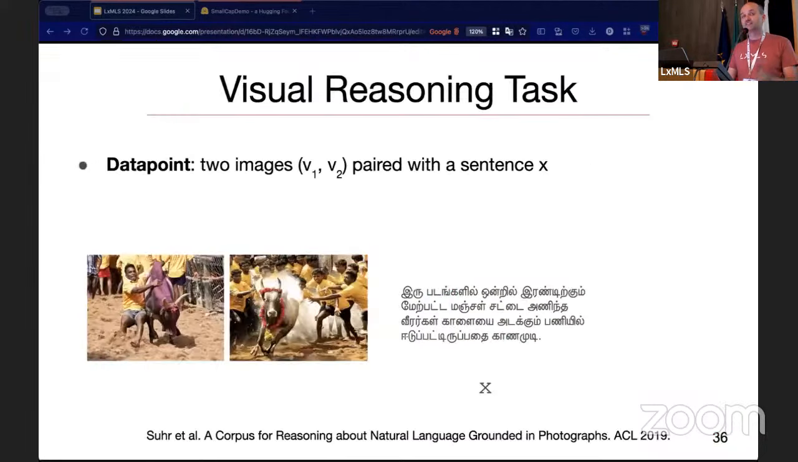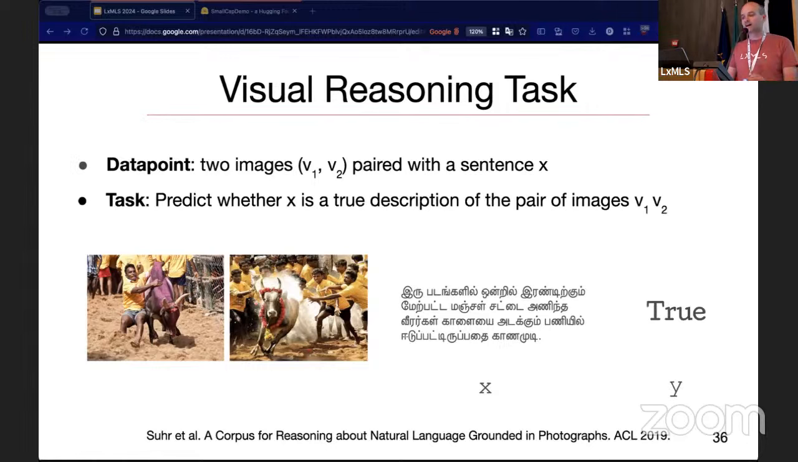And the data that we tried to collect here was for visual reasoning. So the data point that you get is a pair of images, V1 and V2, and a sentence. And the aim is to predict whether the sentence is a true description of that pair of images. And the sentences do not exist in translated versions into English. So you have to directly process the text in Tamil in this case. But you can also use machine translation if you want to.